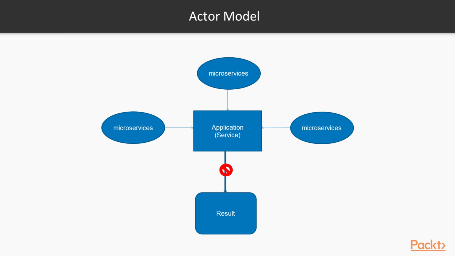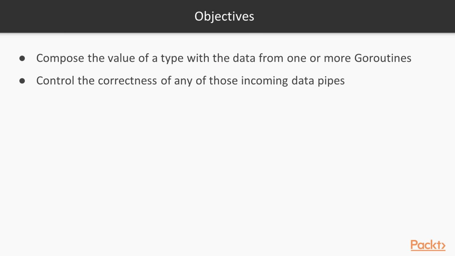And what kind of primitive do we have that has a blocking nature? Well, we can use lock, but it's more idiomatic in Go to use an unbuffered channel. What are our objectives? As its name implies, the barrier pattern tries to stop an execution so it doesn't finish before it's ready to finish. The barrier pattern's objectives are to compose the value of a type with the data coming from one or more Go routines, and control the correctness of any of those incoming data pipes so that no inconsistent data is returned. We don't want a partially filled result because one of the pipes has returned an error.